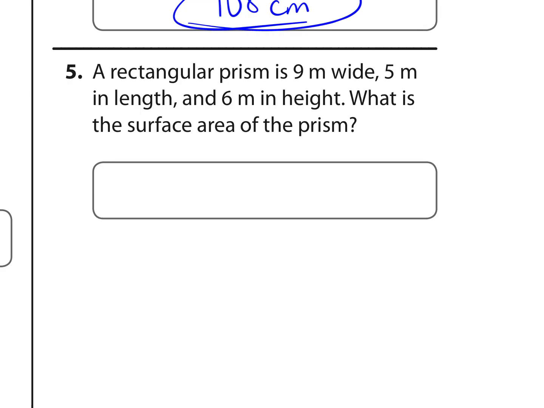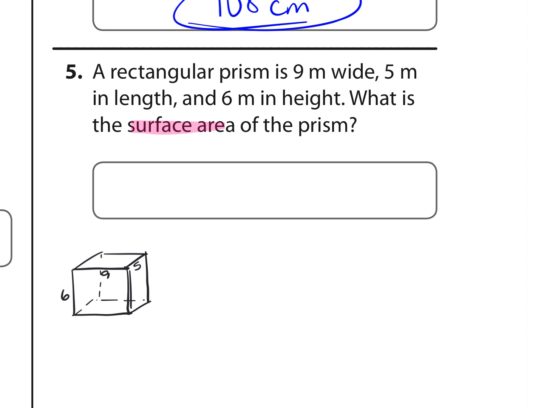Okay, number 5, a rectangular prism is 9 meters wide, 5 meters in length, and 6 meters in height. What is the surface area of the prism? So when I'm finding surface area, I'm actually finding all of the faces of this prism, finding all the areas. In this case, there's 6, and we're going to add them together.